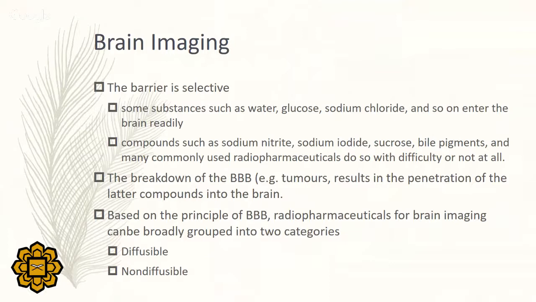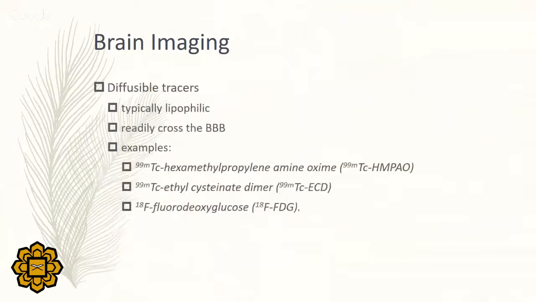Based on this principle of the BBB, the radiopharmaceuticals developed by researchers and scientists can be grouped into two categories: diffusible and non-diffusible. So what are diffusible ones? Diffusible tracers of radiopharmaceuticals are lipophilic, which means they like lipids.